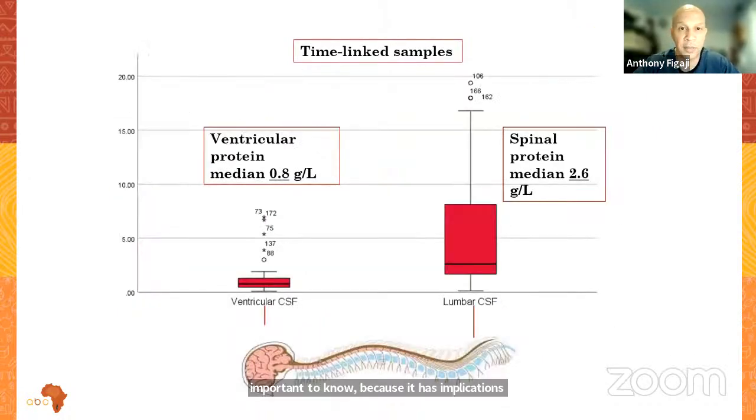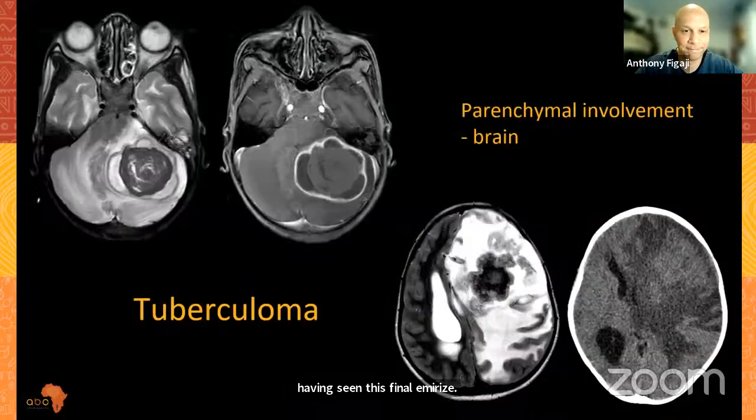And so these are timely examples. In the same patients, you can just see the protein, for example, and it doesn't matter, every biochemical variable that you look at will be different. But protein is a common one that people look at. Very, very much higher in the spinal CSF compared to the ventricular CSF, and a much, much broader range. And you can imagine, having seen the spinal MRIs, why this is the case. It's important to know that.